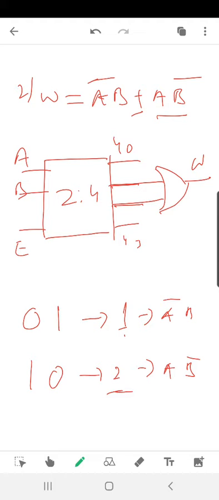Okay, this is how we will implement this function using a 2 to 4 decoder. Now we can also have problems where we will require an active low decoder.